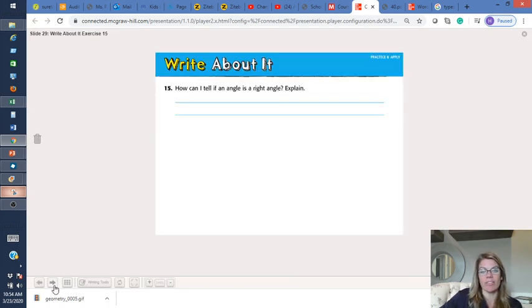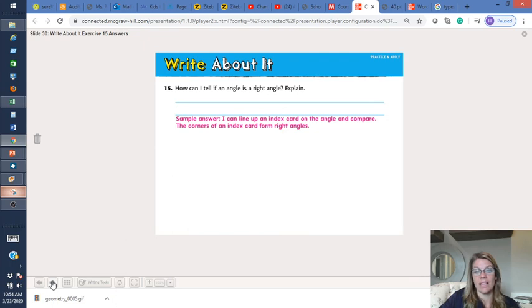How can I tell if an angle is a right angle? Try and write a sentence for that. Pause it if you need to. Okay, so you can take an index card or anything with a square corner and line it up inside. So you line one side against the bottom flat side, and then you look at the other side and see if it's straight up and down, or if it comes out, or if it's on the inside to form that angle, okay?